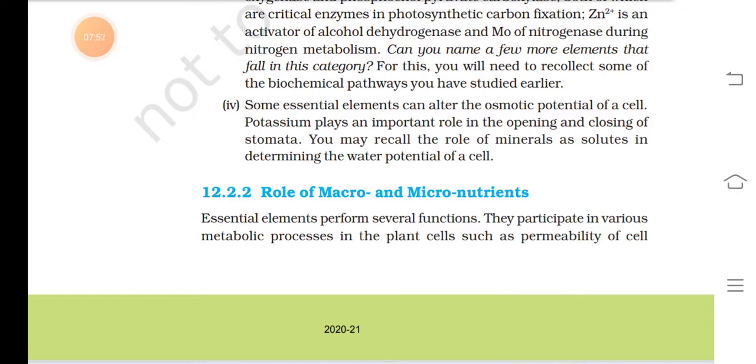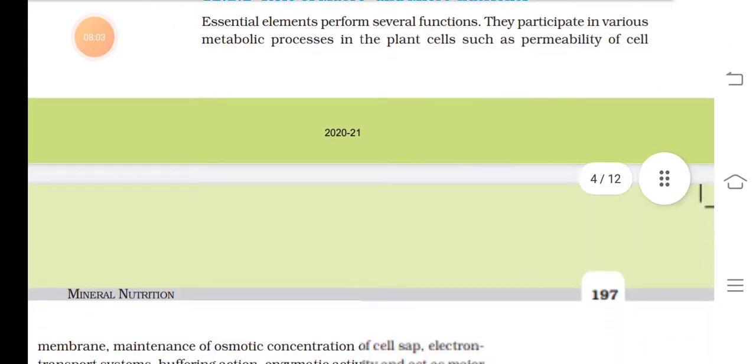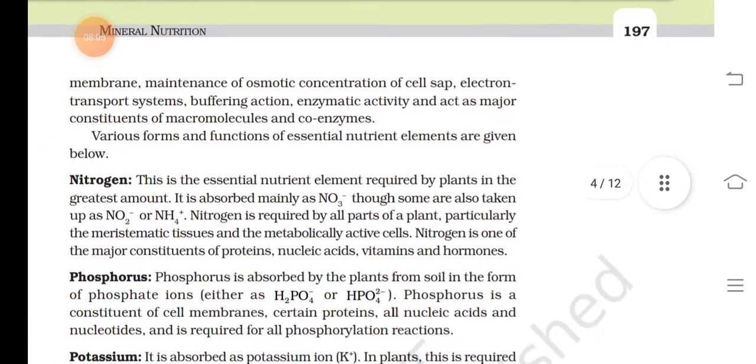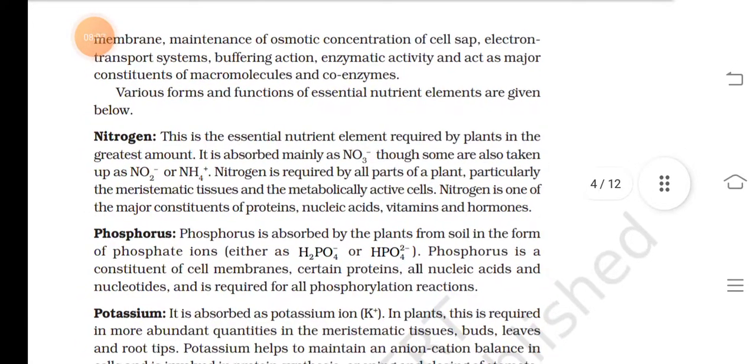12.22 Role of macro and micronutrients. Essential elements perform several functions. They participate in various metabolic processes in the plant cell, such as permeability of the cell membrane, maintenance of osmotic concentration of cell sap, electron transport system, buffering action, enzymatic activity, and act as a major constituent of macromolecules and coenzymes. Various forms and functions of essential nutrient elements are given below.